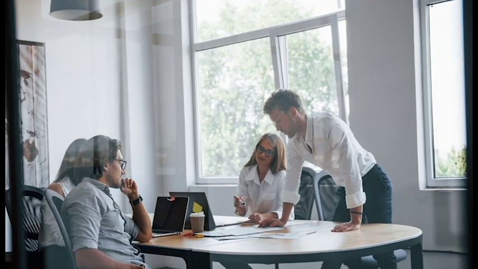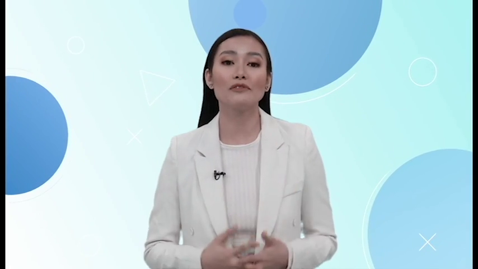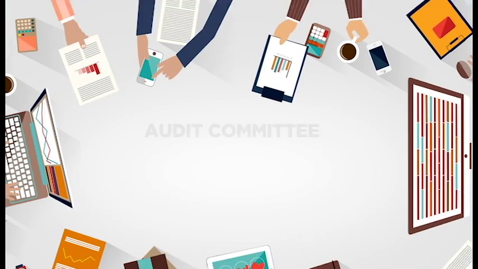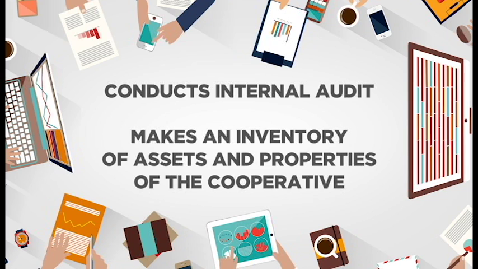To help the board and the different officers in managing the cooperative, we have different committees. Credit and Collection Committee. It approves or disapproves loan applications and bank withdrawals and collects loan payments. Audit Committee. It installs an adequate and effective accounting system, conducts internal audit, makes an inventory of assets and properties of the cooperative, and serves as financial consultant of the board.